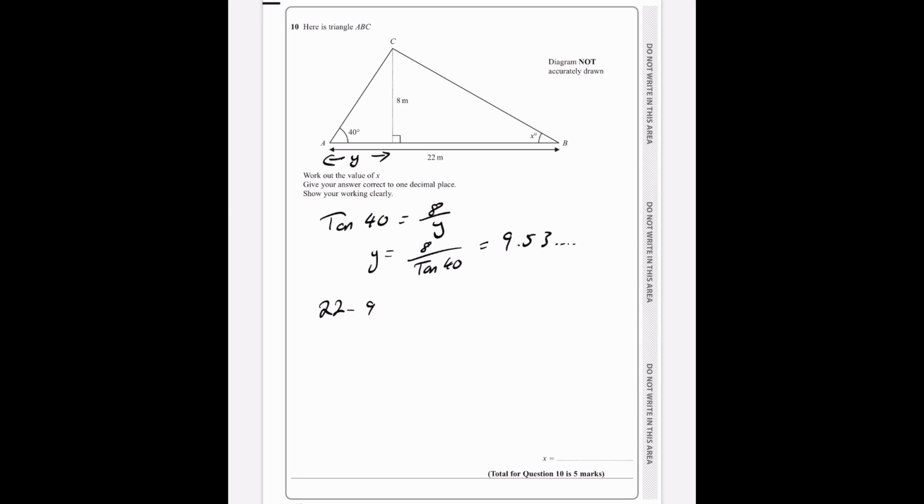As long as you don't round part way through the question, use the answer function on your calculator. Subtract that from 22 to find the base of the right-hand triangle, comes out as 12.46, etc., etc. And therefore, inverse tan of the opposite over the adjacent gives us 32.7 degrees for x.